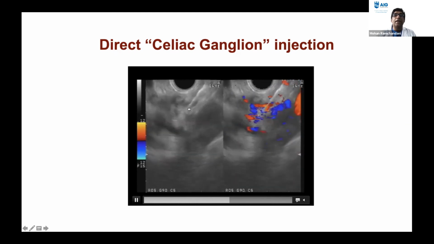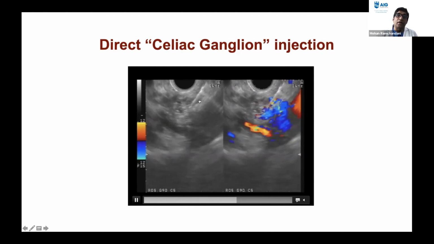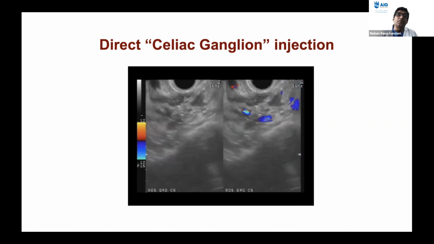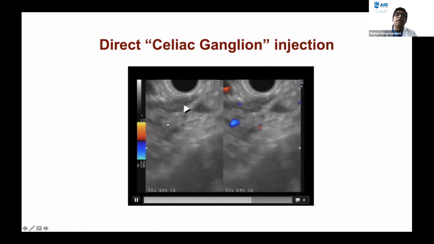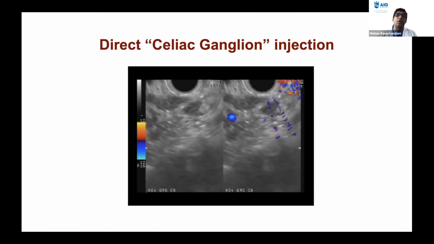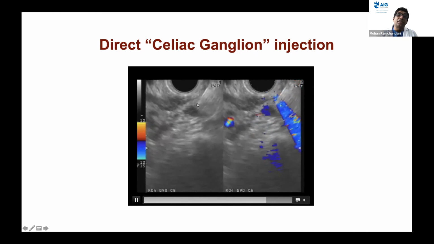So celiac ganglion injection is never limited to the celiac ganglion. It spills around that also. So we have to take those studies with a pinch of salt, whether the celiac ganglion alone is important or it is the surrounding structures which also get ablated along with the celiac ganglion. So this is how you should not restrict to one.